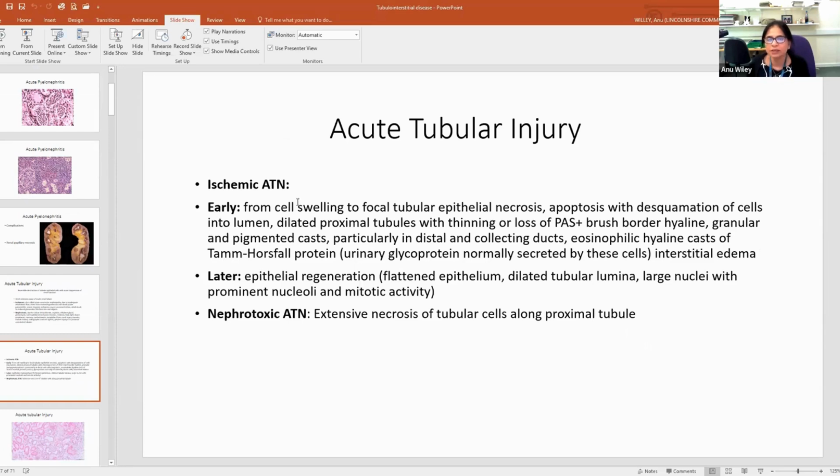So if we go with the ATN, there are changes which occur in the early stages where you will see some swelling of the tubular epithelial cells, which will later lead to tubular epithelial necrosis. So the epithelial cell will start getting necrotic and then desquamate and fall into the tubular lumen. You can see apoptosis and then debris within the tubular epithelial cells. Now, all this degenerate debris can then form a cast with the Tamm-Horsfall protein, which is a normal urinary glycoprotein secreted from the cells.